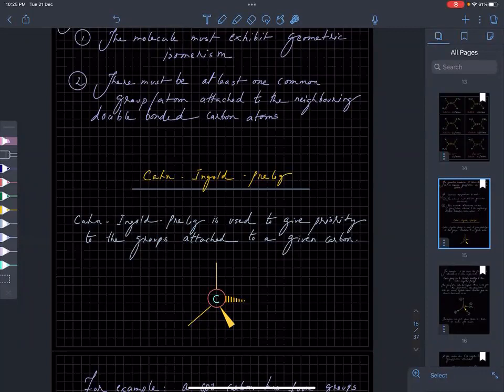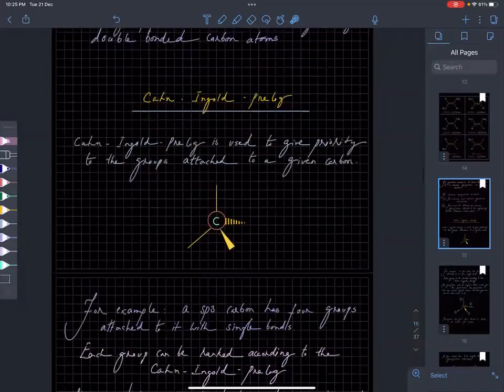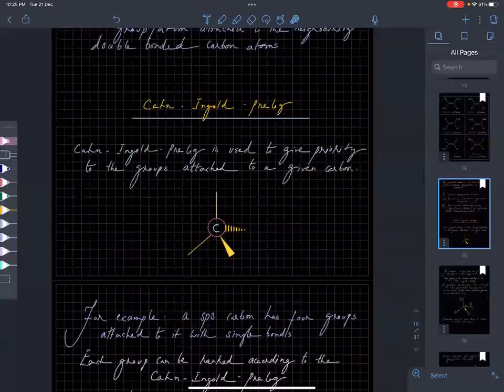Now suppose you have an sp3 carbon. How many groups are attached? 1, 2, 3, 4. So for the 4 groups, you will give ranking, and those 4 groups must be different. Okay, for example. And how is the ranking given? Ranking is based on atomic number.